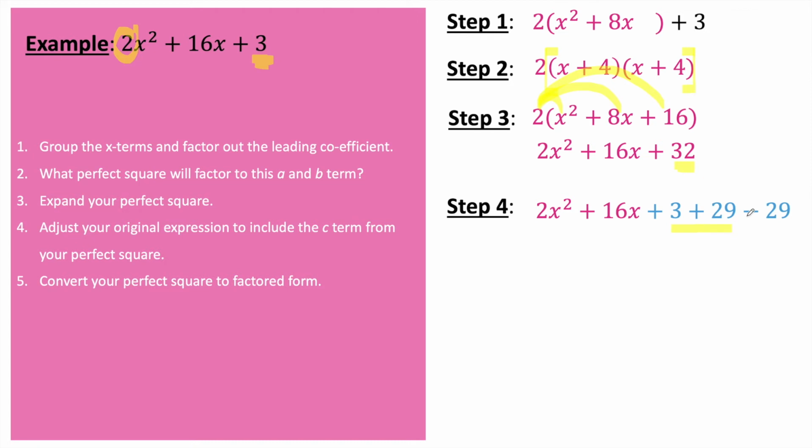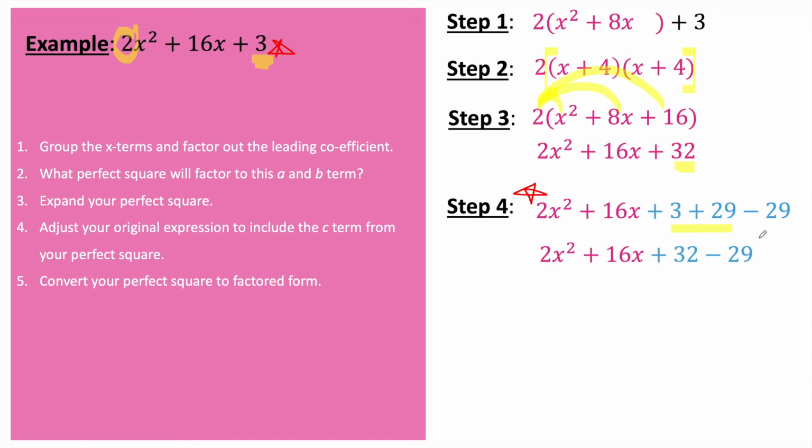At this point, I now have the entire perfect square as a part of my original expression. Remember that what I have written in step 4 here is exactly the same as what I have written here, because all I've done is add a kind of tricky 0, you could call it, 29 minus 29.